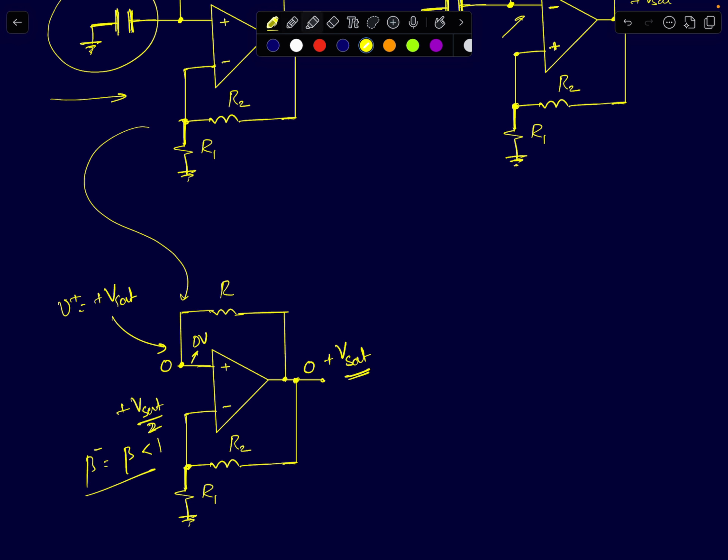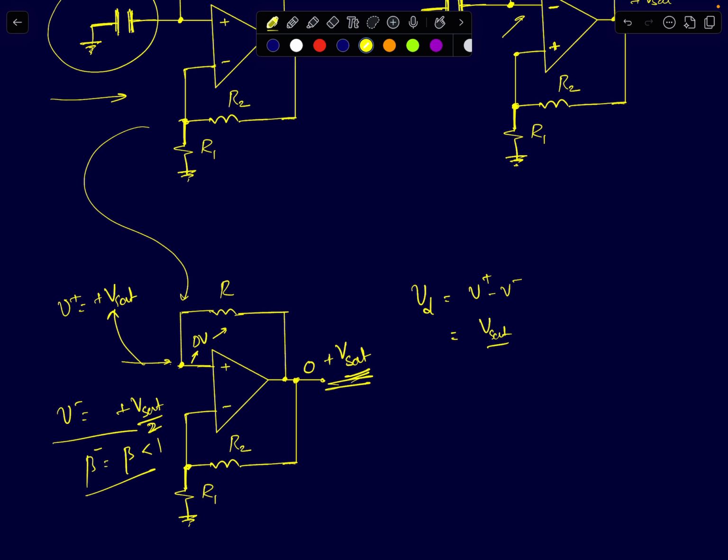I'm not applying any external input. When I said I'm displacing this node by delta V, I'm assuming noise offsets. The op-amp's input referred noise could have displaced it, so this node voltage is also subject to changes. A small change here makes the output node voltage go to plus Vsat. That's now fed back, so V plus would have gone to plus Vsat, and V minus will be at plus Vsat by 2. The differential input voltage, V plus minus V minus, will be Vsat by 2.